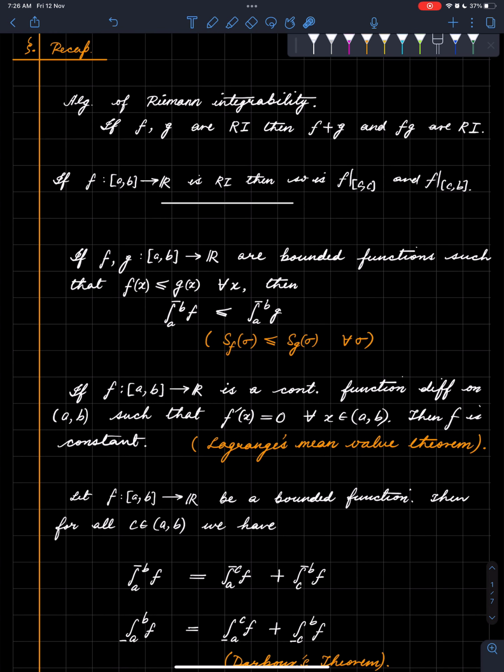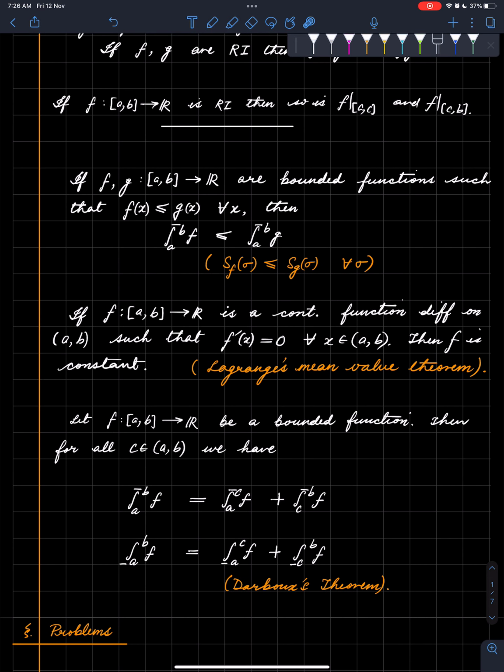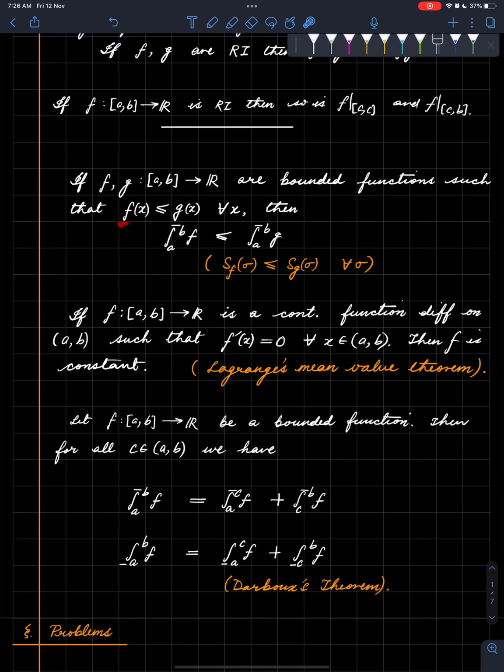Alright. Let us also recall some other results that we need for this lecture, which we proved previously, prior to the previous lecture. So one such result is the following. If f and g are bounded functions, with f being less than g pointwise, then the upper integral of f is at most the upper integral of g. And this is the proof. And same for lower integrals.